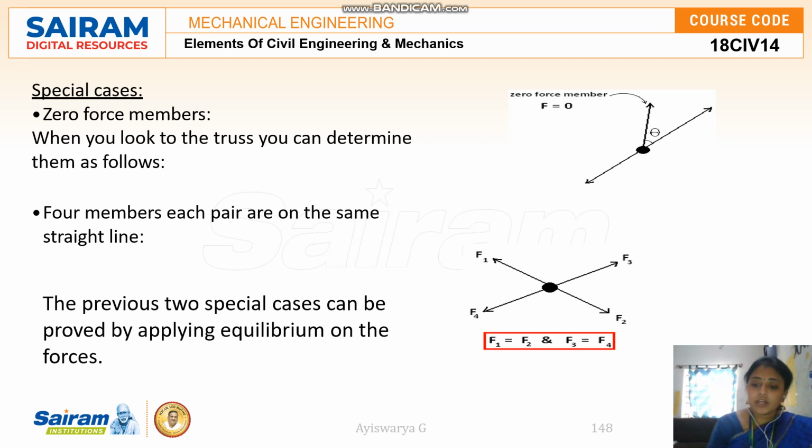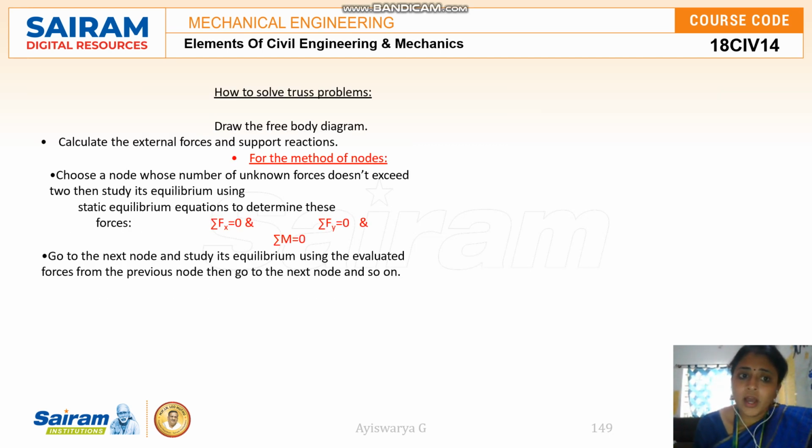If it is in a varying direction, you can directly allocate which direction it belongs to. And how to solve the truss members: first you have to draw a free body diagram and calculate the external forces, and wherever the support reactions are required, that also you need to calculate. You have to choose a single node where the number of unknown forces does not exceed two. Then using the equilibrium condition you are able to solve it.